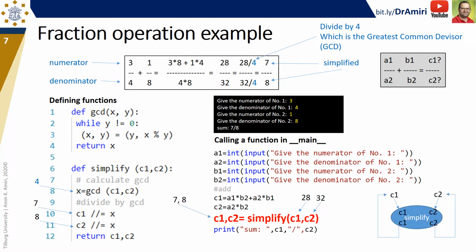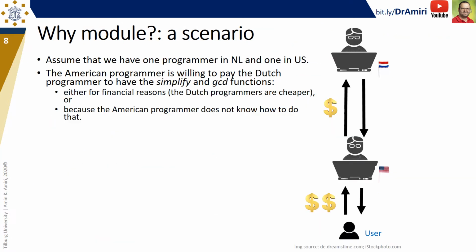So as you can see here, this simplify function works like this visual presentation. Assume that we have one programmer in the Netherlands and one in the United States. The American programmer is willing to pay the Dutch programmer to have the simplify and GCD functions that we just learned in the previous slide. He may have two reasons for that, either for financial reasons, since the Dutch programmers are cheaper, so he'd rather have the Dutch programmer create these two functions, or the American programmer does not know how to do that.